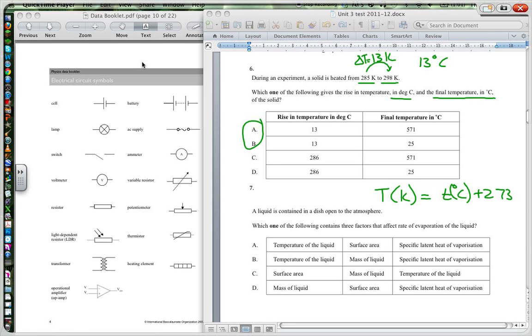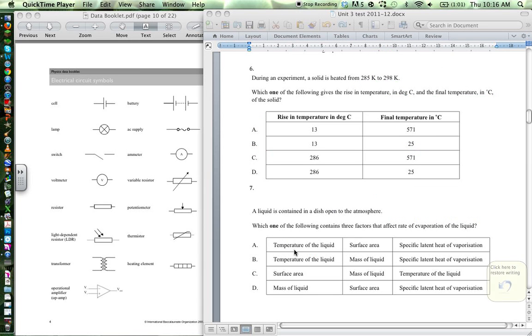So if we have got this is our Kelvin scale, so this is the number we're looking at, 298. We're going to have to take it across, and we're going to have to subtract 273 to get our temperature in degrees Celsius. And so that would equal 25 degrees. So that is one over there. So your answer must be B between the two. Okay.